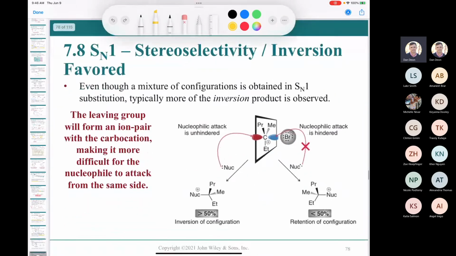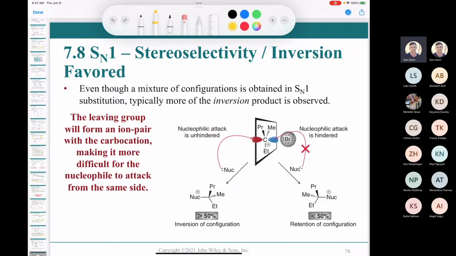Check it out. Even though you get a mixture, typically you get more of the inversion product than you do of the retention product. Why would that be? The reason why is because you've got to break the bond between the carbon and your leaving group. And while the leaving group is leaving, it's kind of like Celine Dion, near, far, wherever, they kind of miss each other. You've got something that's negative and something that's positive, and they're kind of attracted to each other. And we call that an ion pair. And so it's a little harder for the nucleophile to squeeze in there before all the bromide leaves.